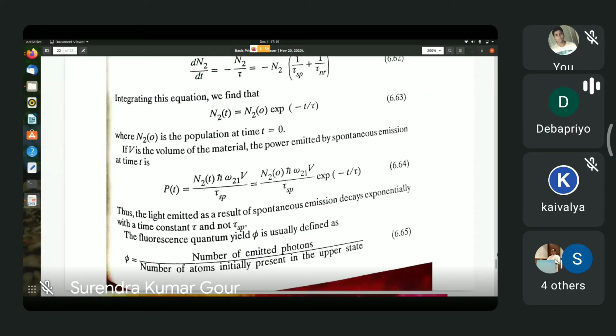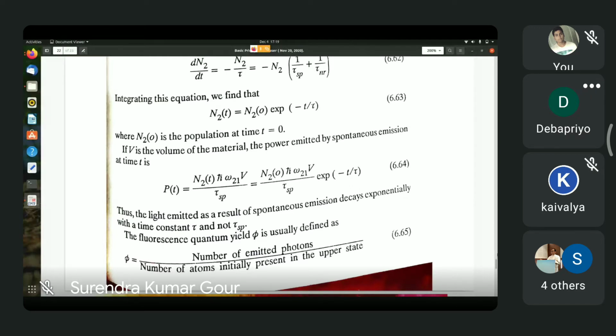Quantum yield is important because I will not give you the calculations. This is left as an exercise for you. Actually, in Lord's book, this is presented. I leave it, actually equal to tau by tau sp. Now, what is tau and what is tau sp?